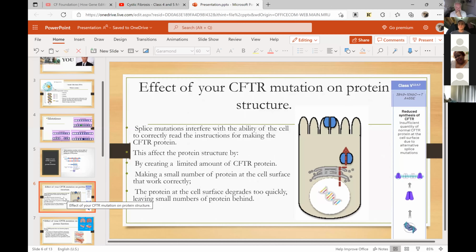Okay. So the point was that there wasn't enough protein, there was an insufficient quantity of normal CFTR protein at the cell surface due to alternative splice mutations. So it didn't reach the top.